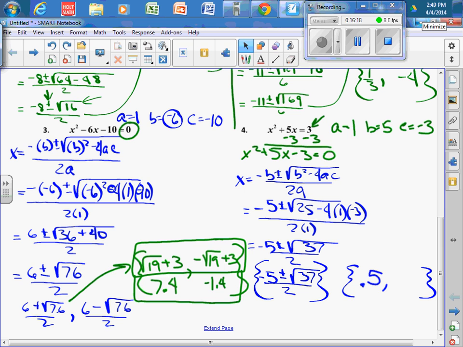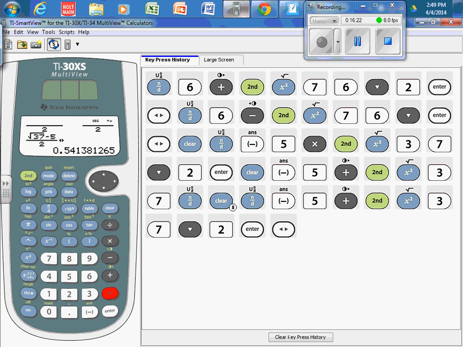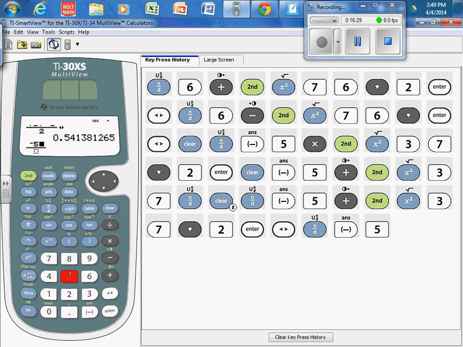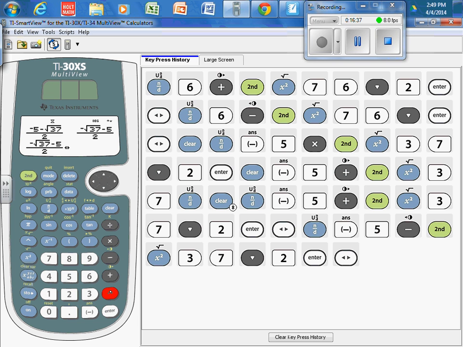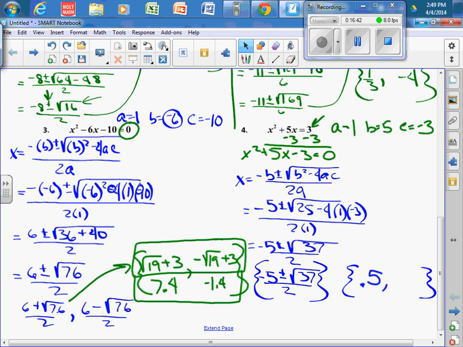Then we're going to do the negative 5 minus. So fraction bar, negative 5 minus radical 37 over 2. Decimal, negative 5.5. And that is how you use the quadratic formula.